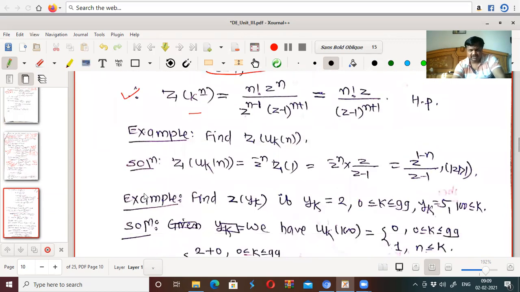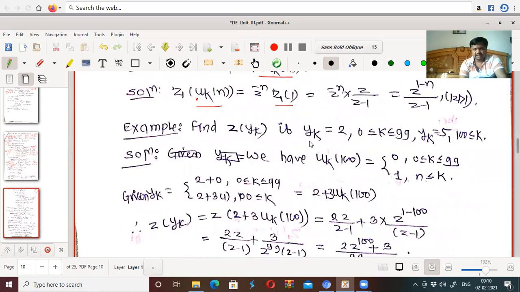There are some examples on this. Find z transform of u_k(n). Z transform of u_k(n) equal to minus z to the power minus n z of 1, because this term is what? 1. So z of minus n z upon z minus 1 equal to z to the power 1 minus n upon z minus 1 for mod z greater than 1.